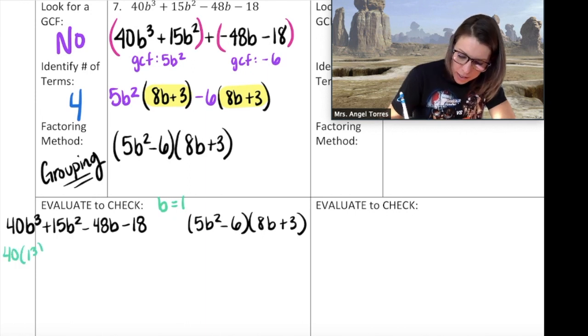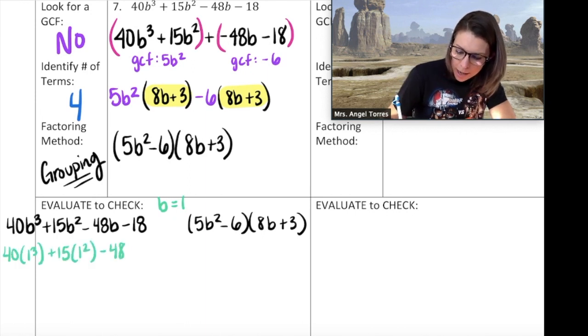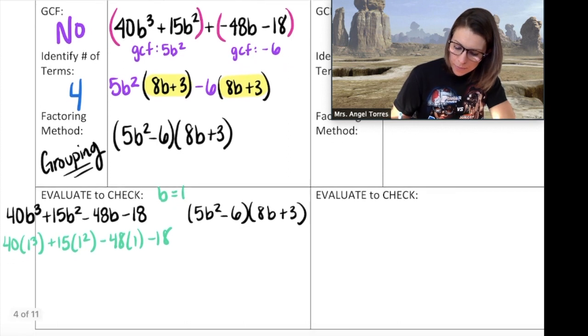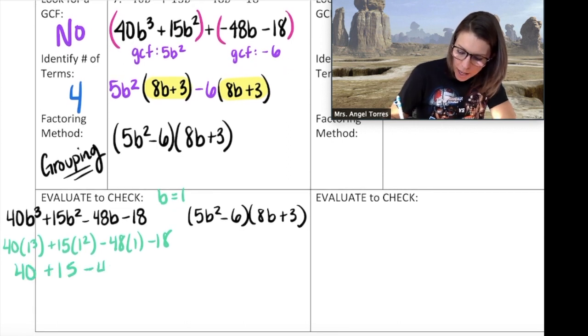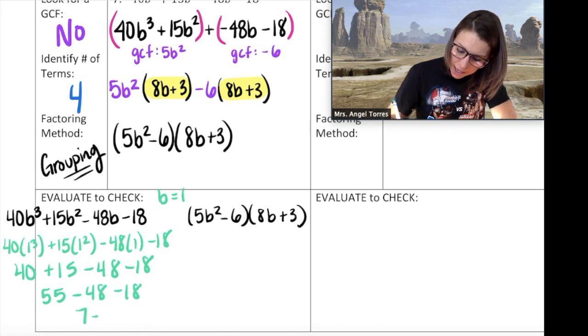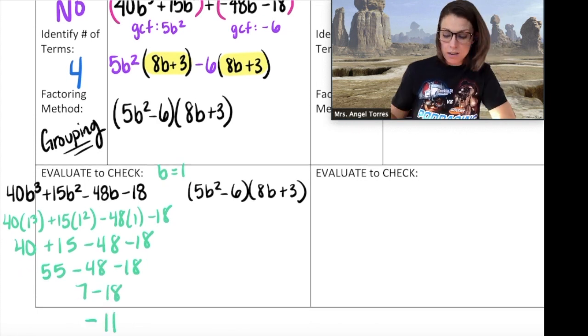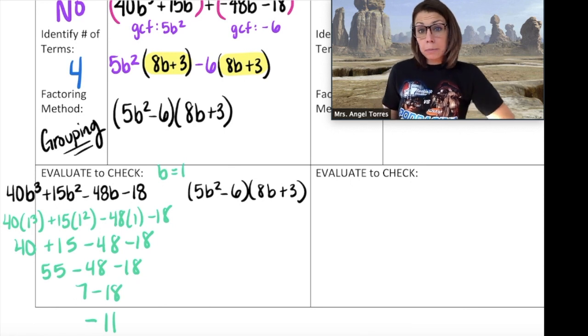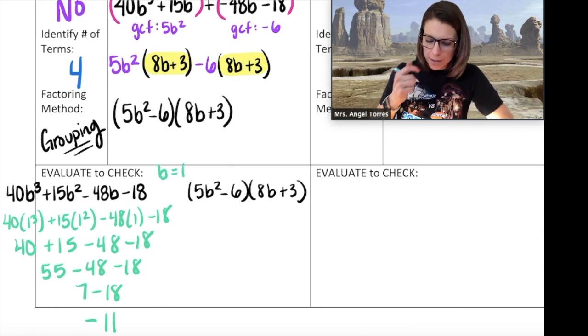So I'm going to go ahead and check. 40 times 1 cubed plus 15 times 1 squared minus 48 times 1 minus 18. Well, that's going to be 40 plus 15 minus 48 minus 18. That's 55 minus 48 minus 18. That's 7 minus 18, or negative 11. I think my math is done correctly there. One way to find out. Let's check the other one.